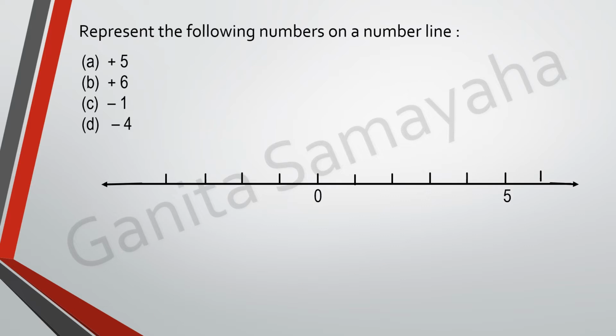Clear? Next one is +6. Where will 6 be? Next to 5, obviously, isn't it? So there you will write it as 6. Okay. The next one is -1. Minus comes to the left of 0, we know. So at a distance of 1 unit to the left. So that is -1. The next one is -4. So -1, -2, -3, -4. You mark that point as -4.